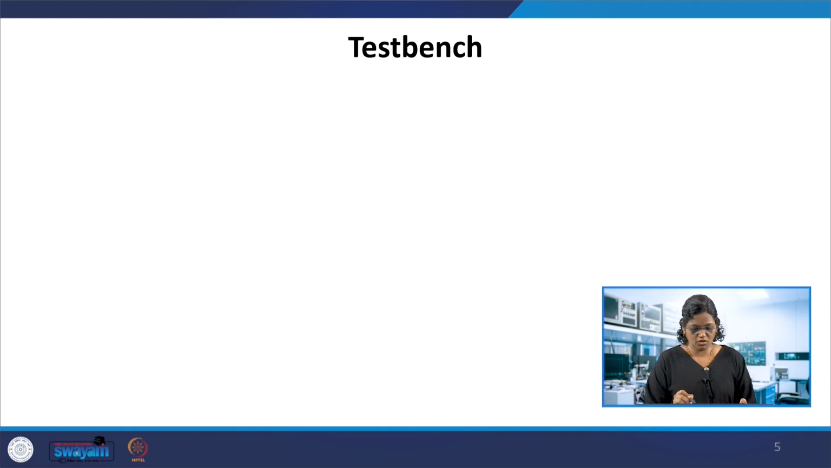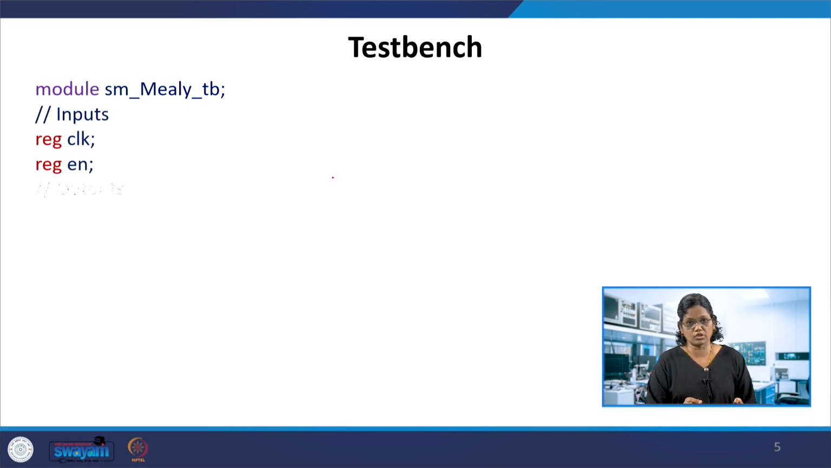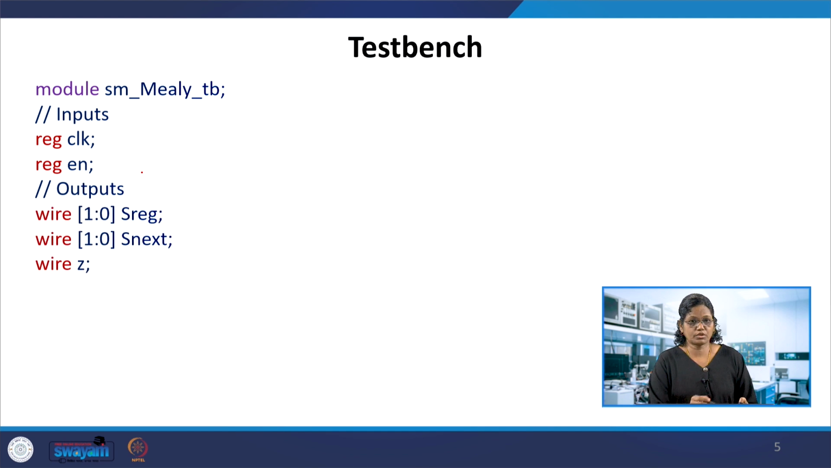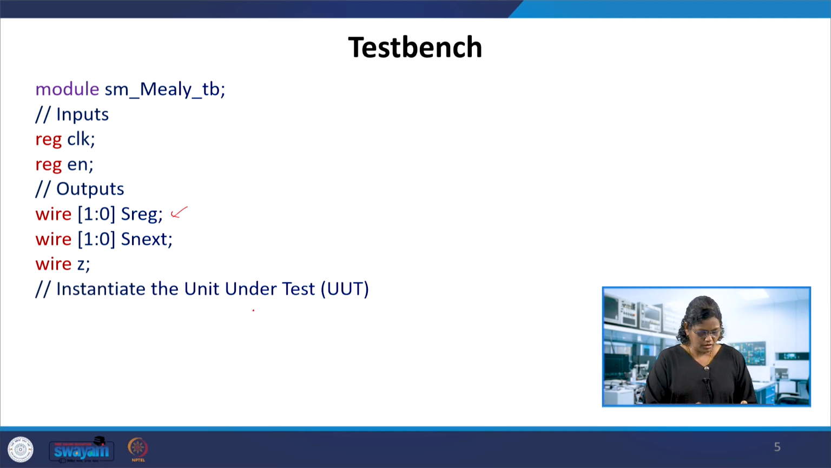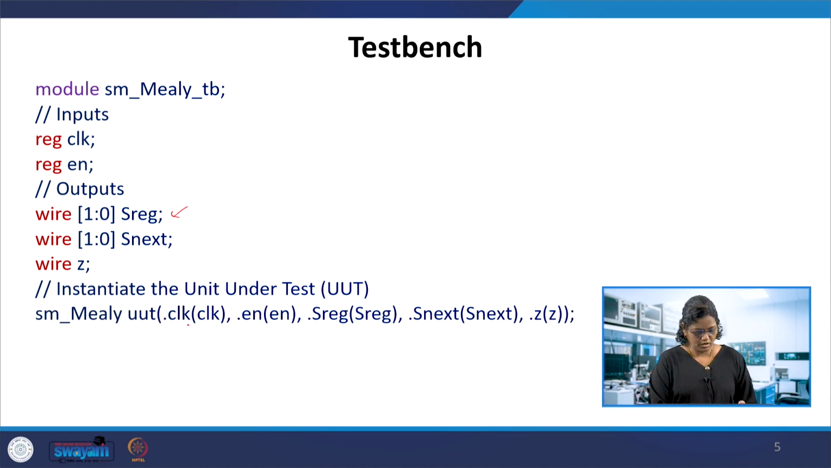We are using the test bench. This code works. The module is state machine, merely test bench, and the inputs are reg, clock and enable. The outputs are sreg, snext and z, that are wires. So these are 2 bits. It is good to observe at the output both what the current state is and what the next state would be. Next, we instantiate in the test bench the Verilog module which we had developed, with clock, enable, sreg and snext and z.